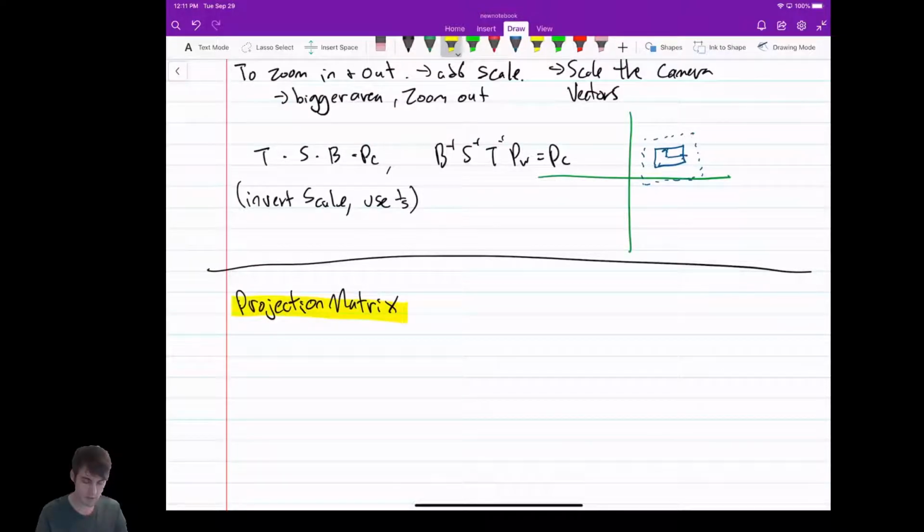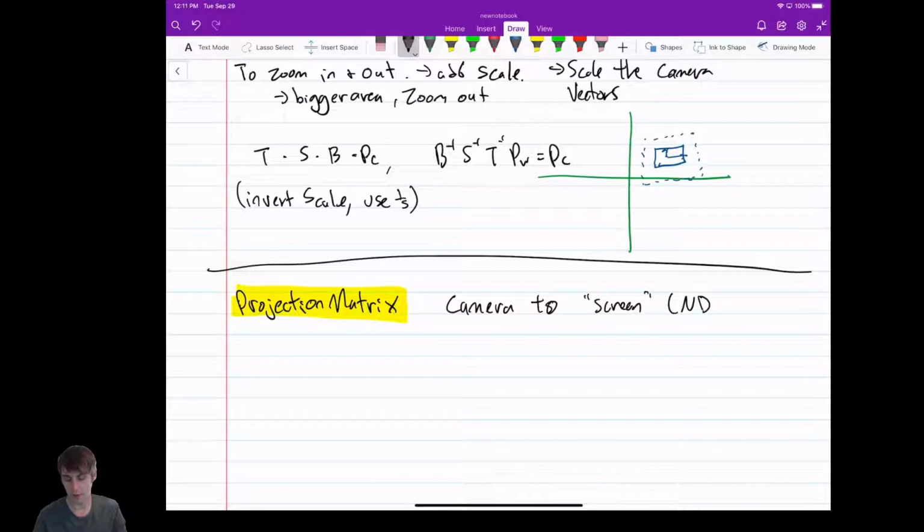This is a very important matrix because it's what converts from your camera space to your screen space, which of course is my normalized device coordinates.